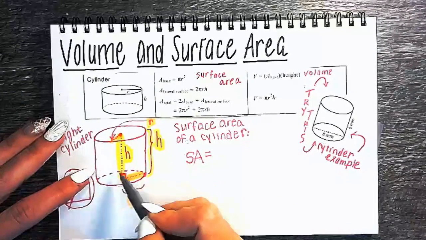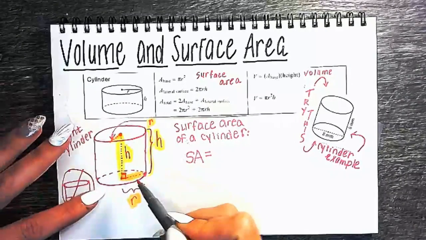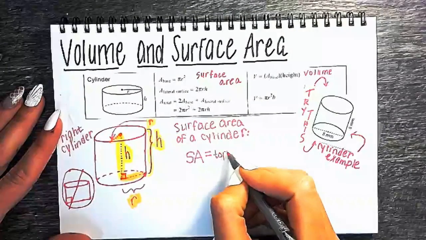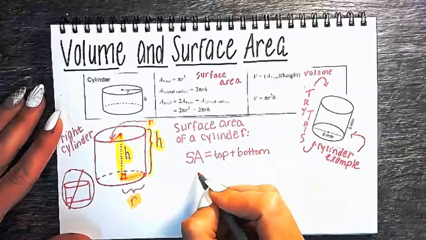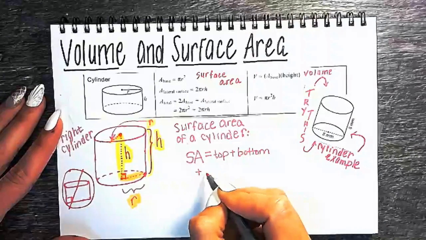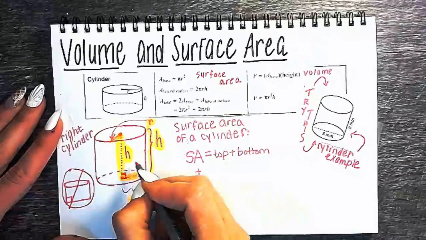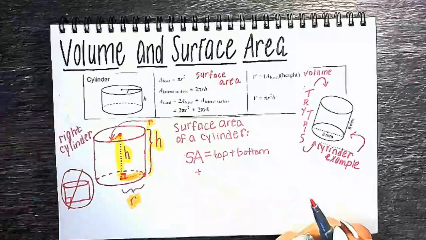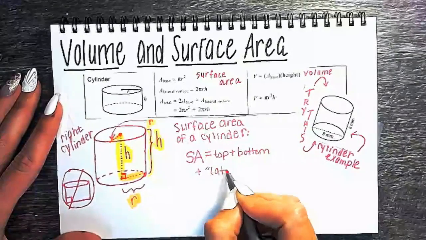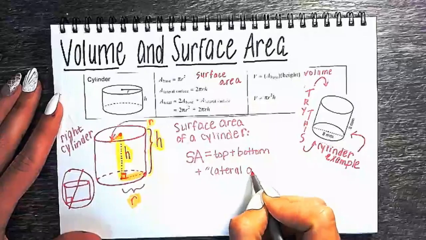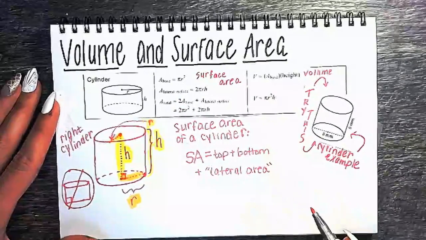This outside part has a shape that we can assign to it, as do the top and bottom. So I'm going to write top plus bottom plus, I guess I have to give you the vocab word now. So this outside area, because I don't want to say outside because the top and the bottom are outside as well, right, is called the lateral area. So that's what that lateral surface is referring to.